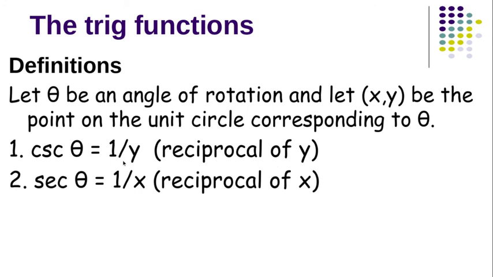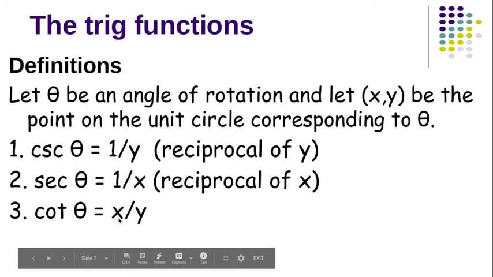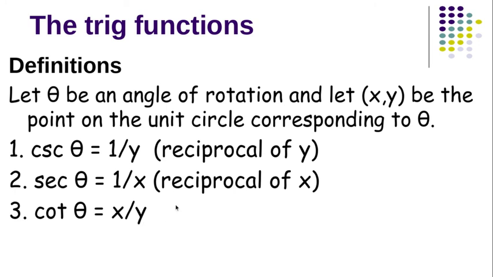The next one is secant of theta, which is 1 divided by the x coordinate, or another way of saying that is to take the reciprocal of x. So if x is a whole number, we're going to use this version. If x is a fraction, we're just going to flip it. And then the third one, cotan, C-O-T of theta, is the x coordinate divided by the y coordinate. Right. So the trick is after we evaluate, we do have to simplify them as much as possible.